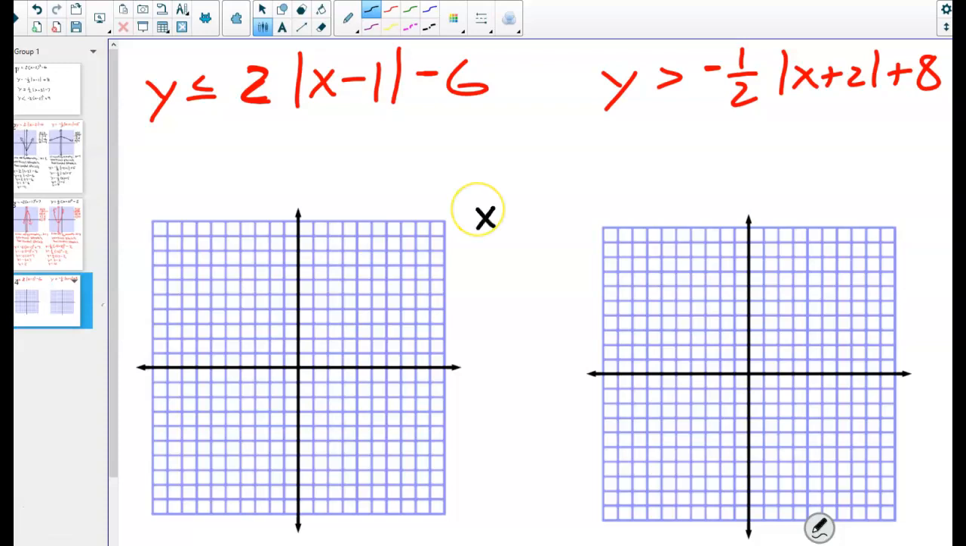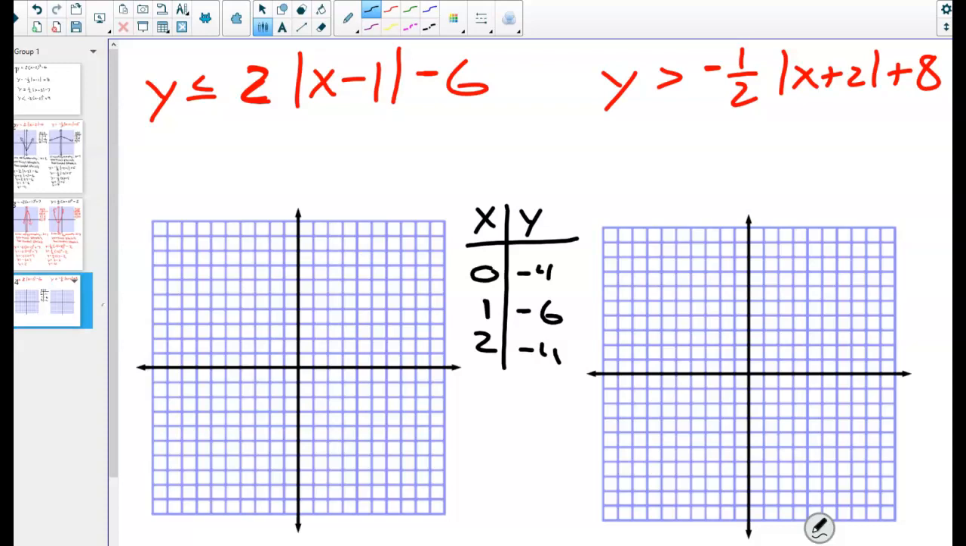Here, x, y. My vertex is (1, -6). Okay? Since there's no fractions in here, I'm going to go down 1, up 1. If I plug 0 in for x, 0 minus 1 is -1. The absolute value of -1 is 1. 2 times 1 is 2, minus 6 is -4.